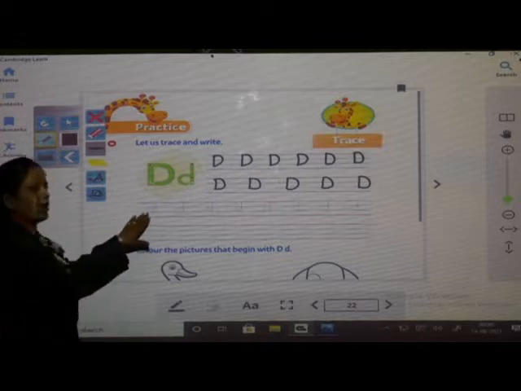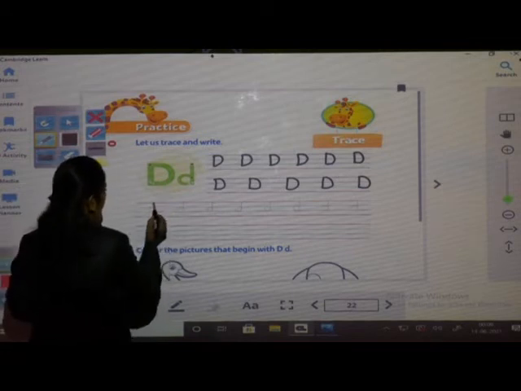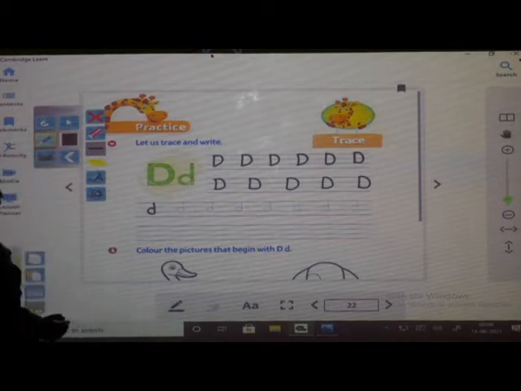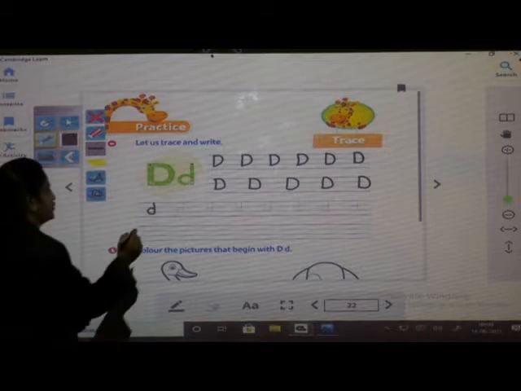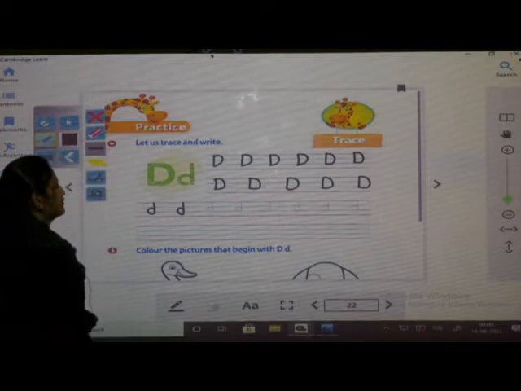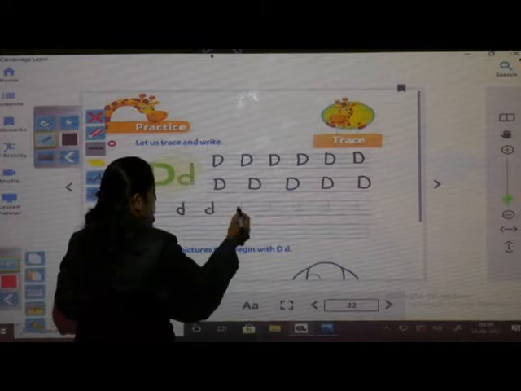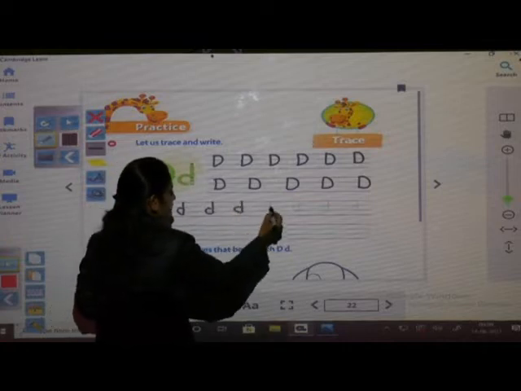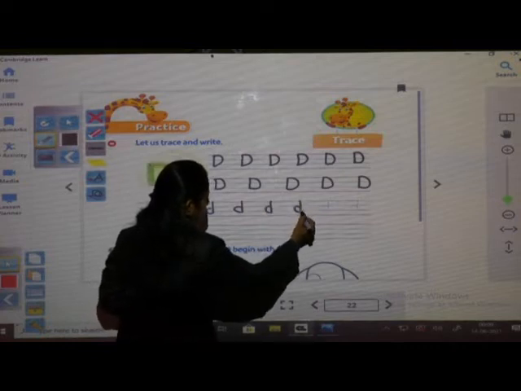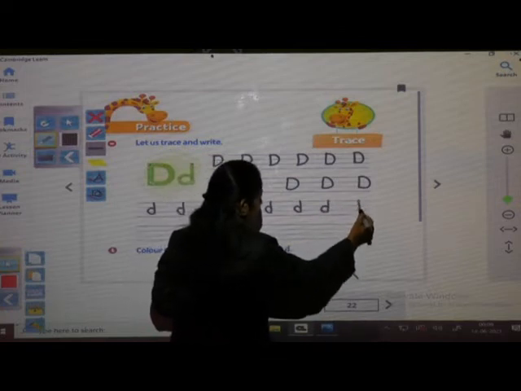Now I will show you how to write small d. Okay children? You have to draw one standing line from red line to blue line and one half curve. Okay? Yes. You have to draw one standing line and one curve. Small letter D. And what is the sound? Yes. What is the phonic sound of letter D? It's D.